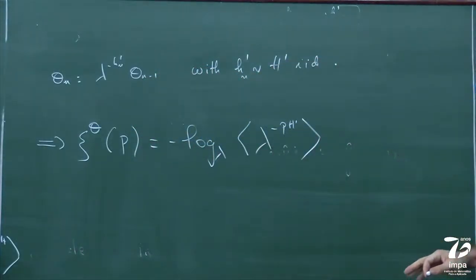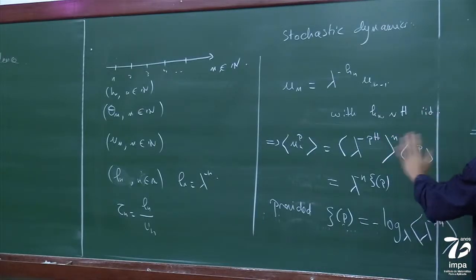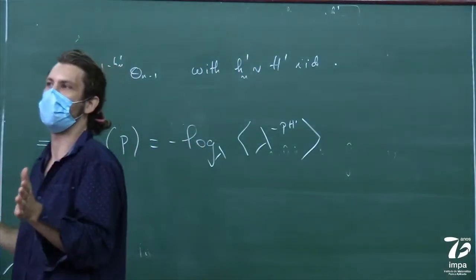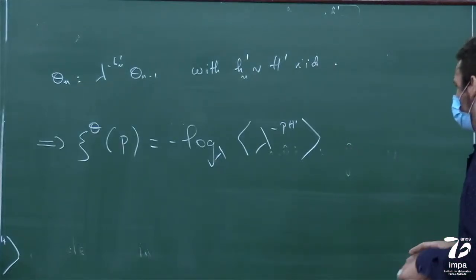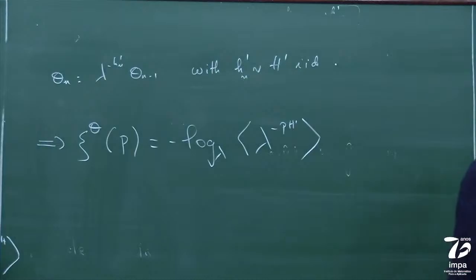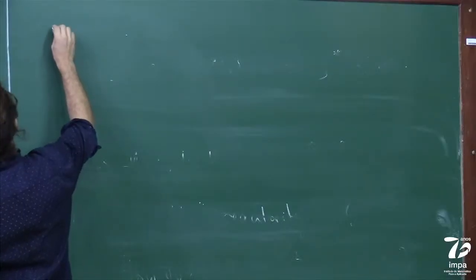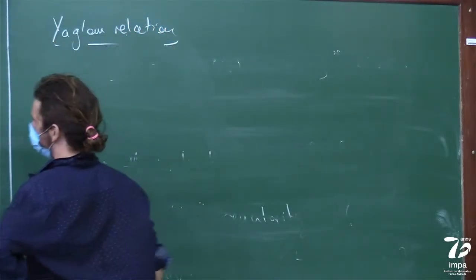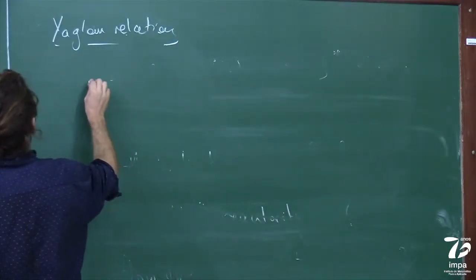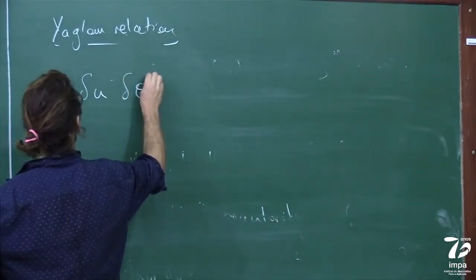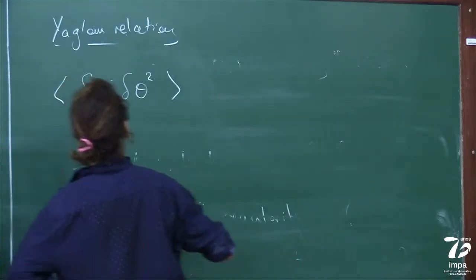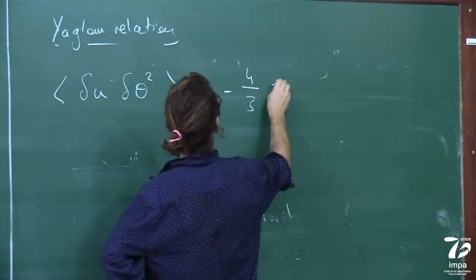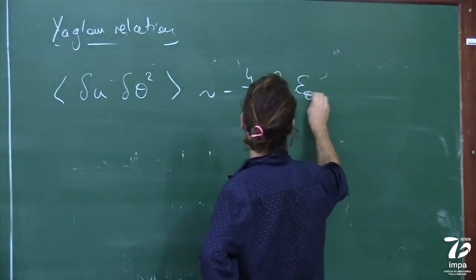Okay. Now, of course, if those two were totally independent, if the h and h prime were totally independent, this would be perhaps not very interesting. But we discussed yesterday another relation, something that we call the Yaglom relation, which implied that in the inertial range we expect that delta u times delta theta squared, suitably averaged, is minus 4/3 of L times the input of energy.